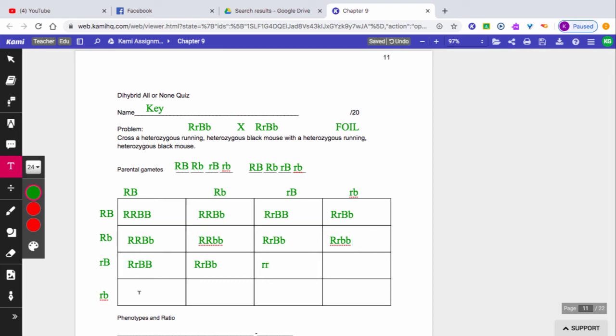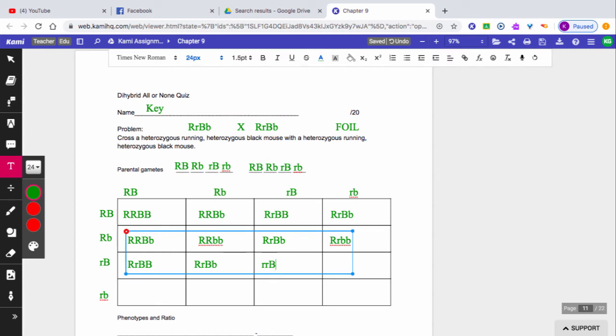Homozygous at waltzing, homozygous at black. Homozygous at waltzing, homozygous at waltzing, heterozygous at black. And then finally, you got heterozygous at running, heterozygous at black, heterozygous at running, homozygous at brown, homozygous at waltzing, heterozygous at black, and homozygous at waltzing, homozygous at brown.